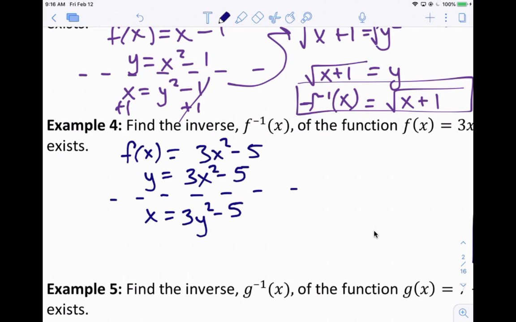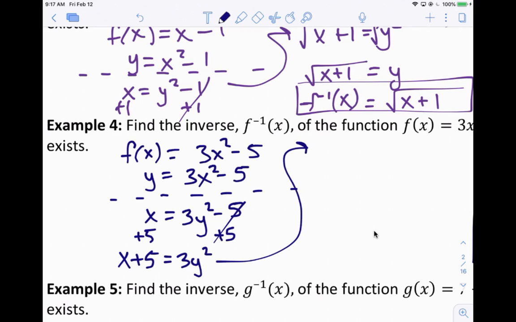I'll do the exact same thing as if I was solving any other function. I start as far away from y as I can. So I'm going to add 5 here. Add 5. We get x plus 5 is equal to 3y squared. Now from here, I'd like to take away the 3. So x plus 5 divided by 3 is y squared. And we take the square root of both sides. Square root of x plus 5 over 3.